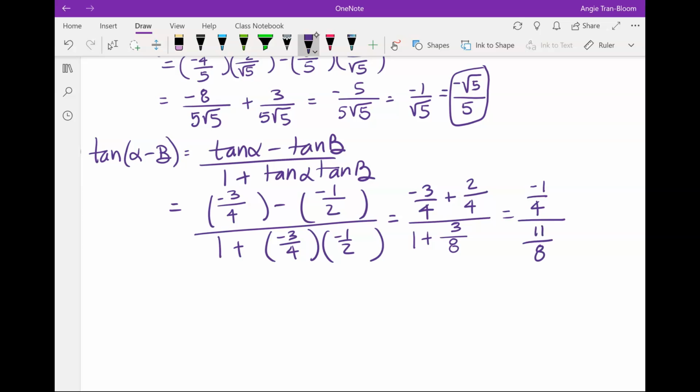Okay. What are you going to do here? Multiply by the reciprocal. So negative 1/4 times 8 over 11. Final answer. Negative 2 over 11. Beautiful. I'm going to leave that up.